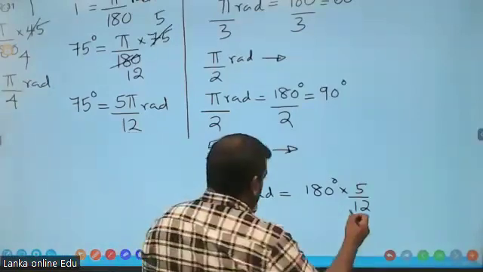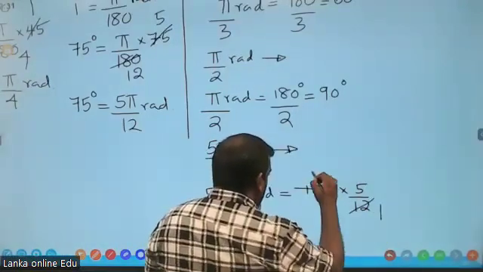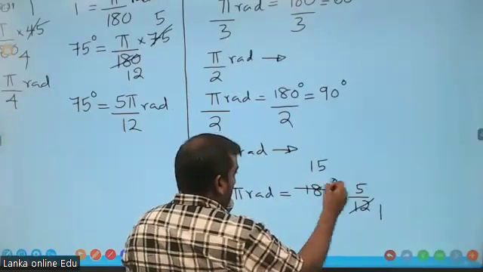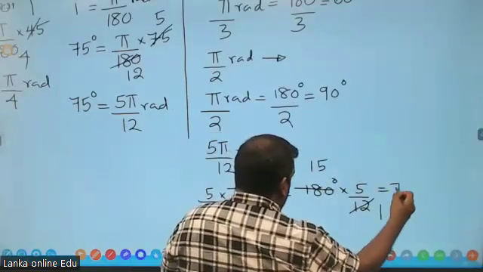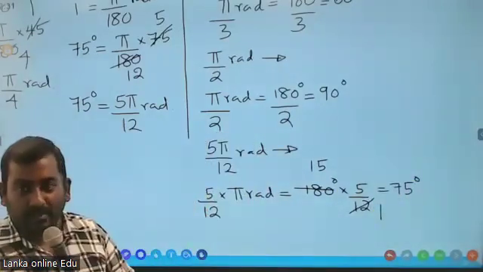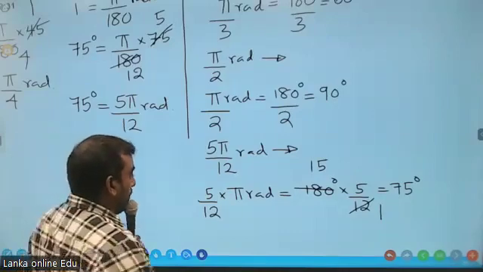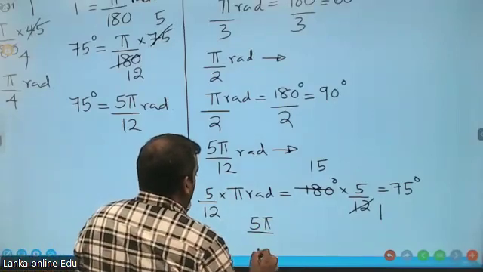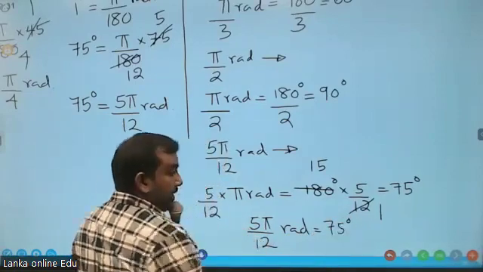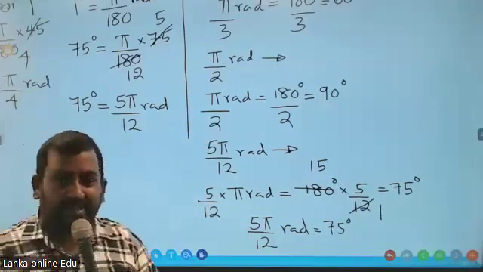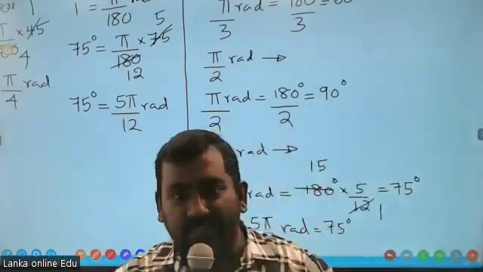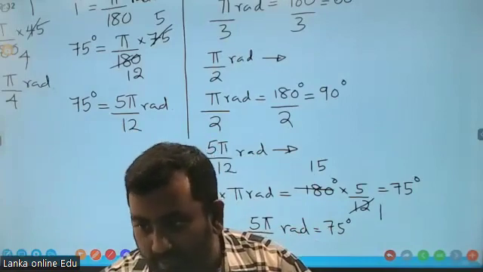So now your division should be good. 12 times 1, 12 times 18 means 1. 6 left. 60 means 12 times 5. 15 times 5 is going to be how much? 75. So 5 pi divided by 12 radians is equal to 75 degrees. Clear? So you can see how we convert degrees to radians and radians to degrees.